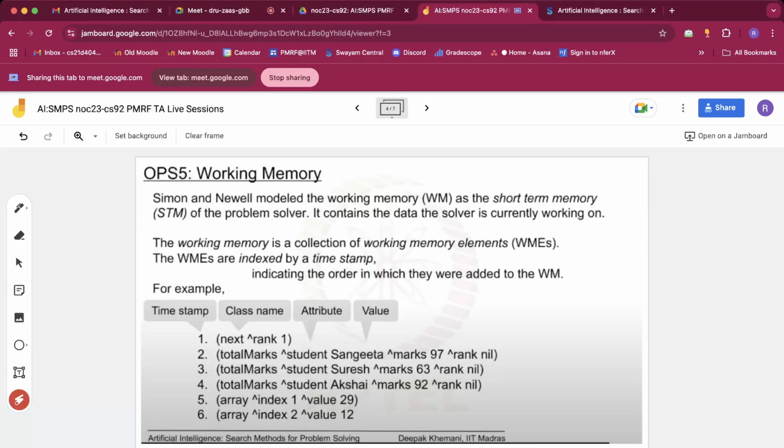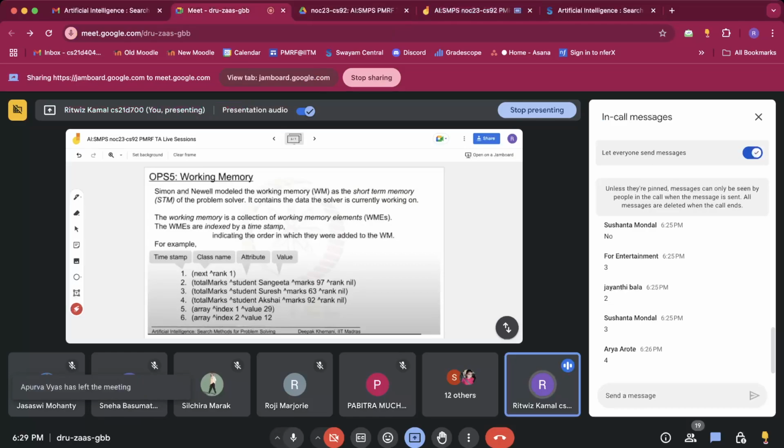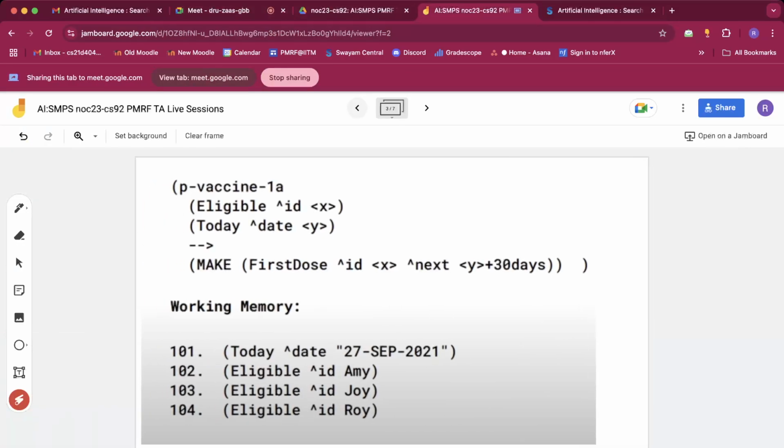If we take another example, timestamp 5, we have a class name array that has an attribute named index with value 1 and another attribute value with value 29. What this means is that we have a class array whose index 1 contains the value 29. With this in mind, let's go back to the rule that we had.